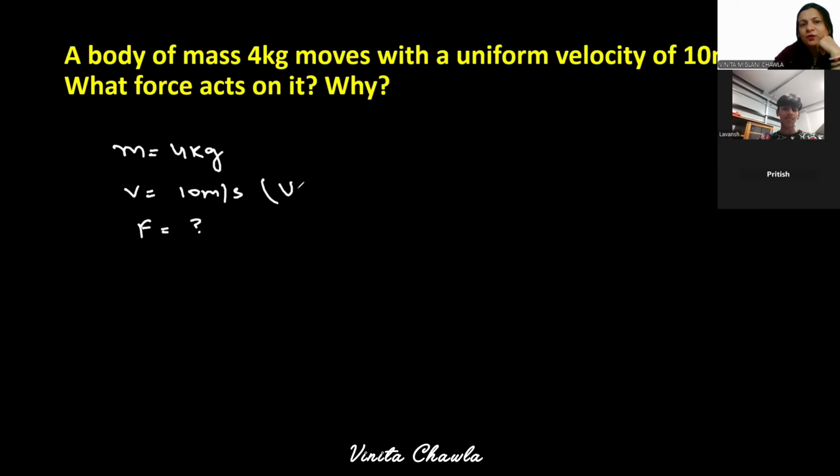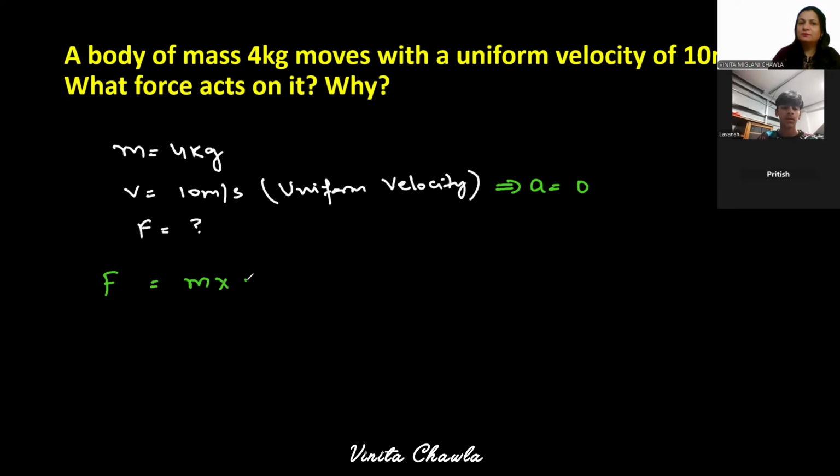This velocity is uniform velocity. Uniform velocity means moving at a constant speed. So if the object is moving with constant velocity, will it accelerate? No, ma'am. So is there any acceleration produced in the object? No, the acceleration is 0. So how do we write force? We write force as mass into acceleration. Mass is 4 kg, acceleration is 0, so force is 0 Newton.